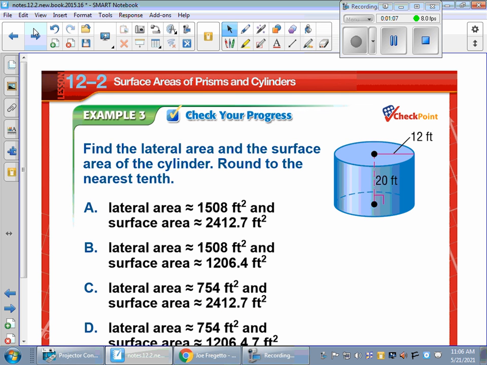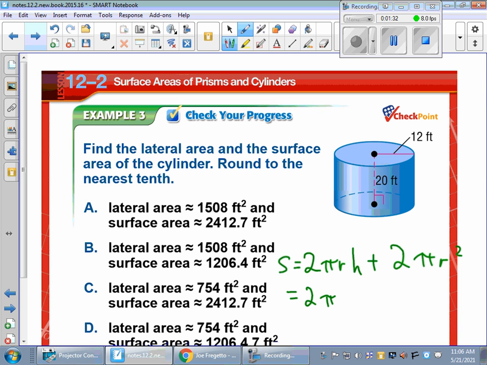Try this one here on your own. Same concept we did on the last slide. If you're going to find the total, which they label with S, you want your lateral area, so 2 pi r h, plus the area of your base, knowing that there's two of them, 2 pi r squared. Basically you're plugging and chugging, plugging in some numbers. Our radius in this case is 12. Our height in this problem is 20.